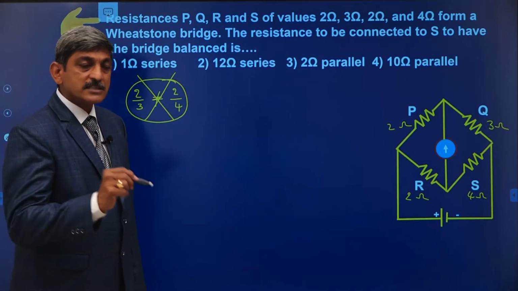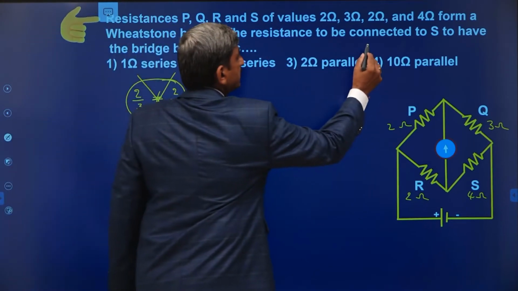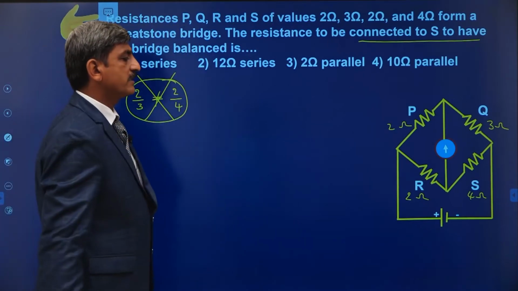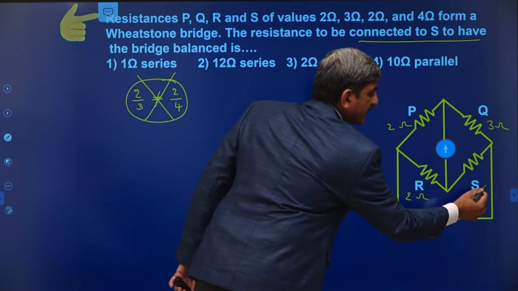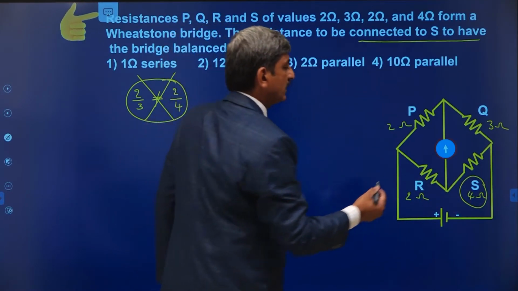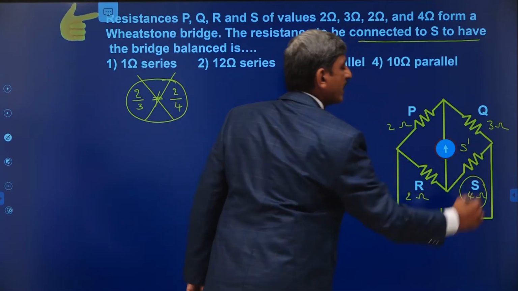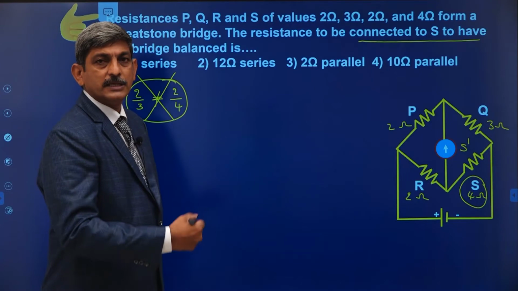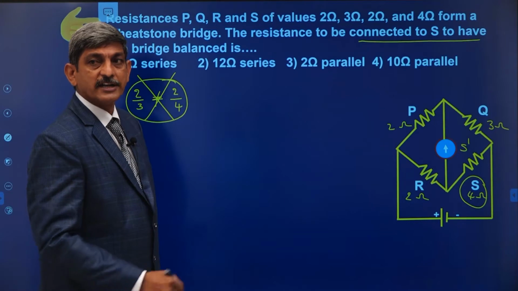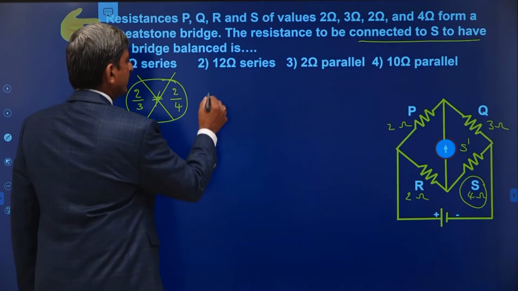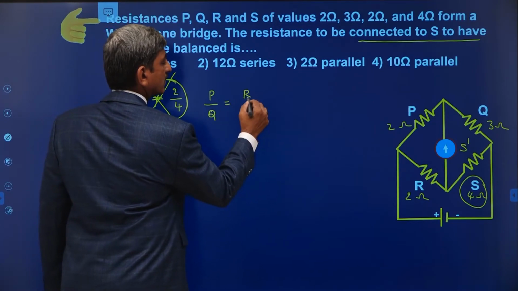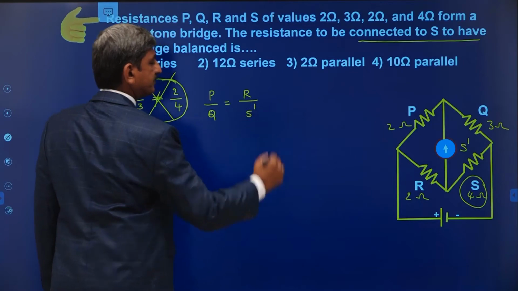In the problem, it is asked that the resistance to be connected to S to have the bridge balanced is dash. That means for the balancing of this bridge, instead of S, there may be some other value in the circuit. Let it be taken as S dash for the balancing of the Wheatstone bridge. If S dash is the resistance required in the 4th arm of the Wheatstone bridge under the balancing condition, we can write the balancing condition as P by Q is equal to R by S dash.